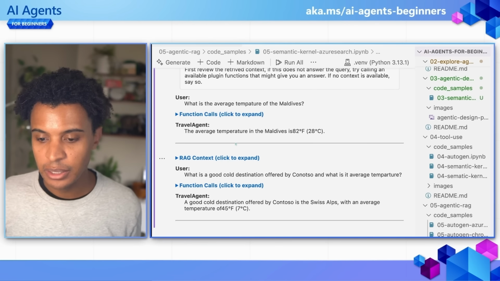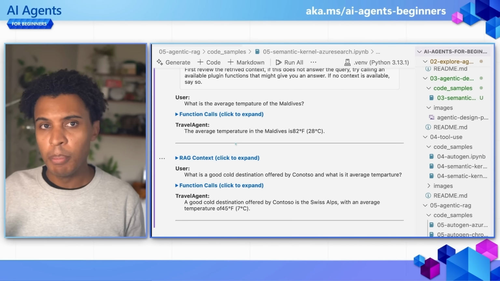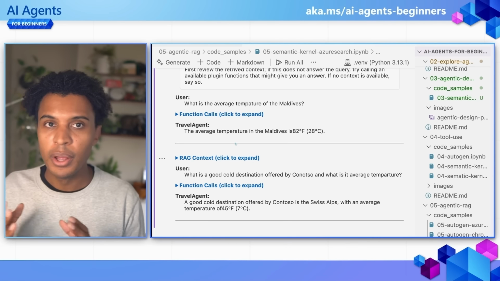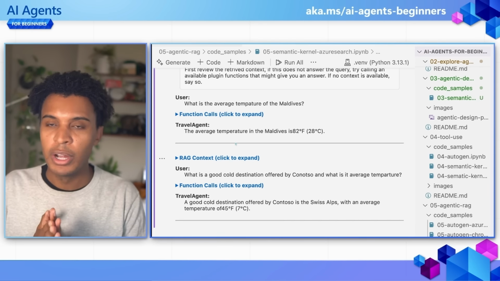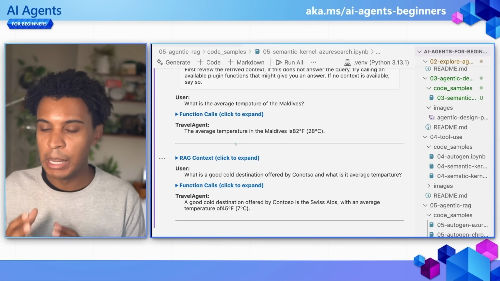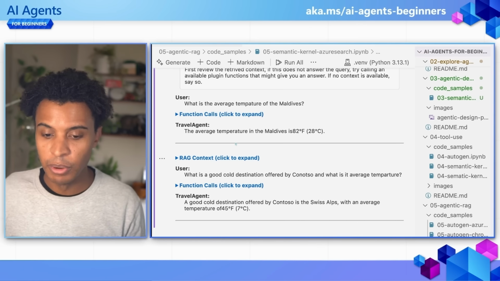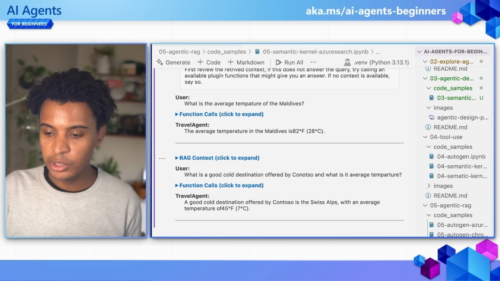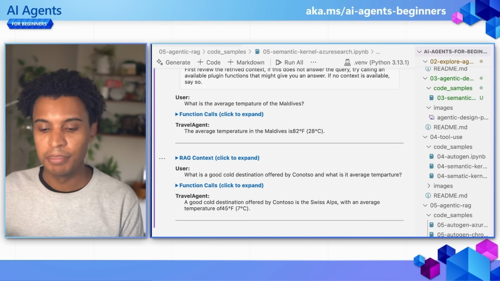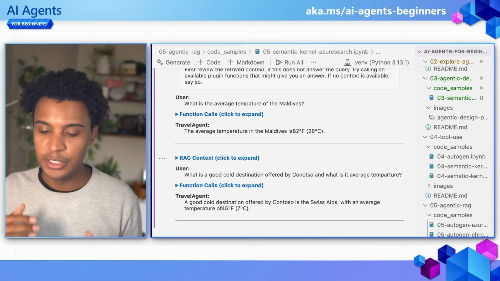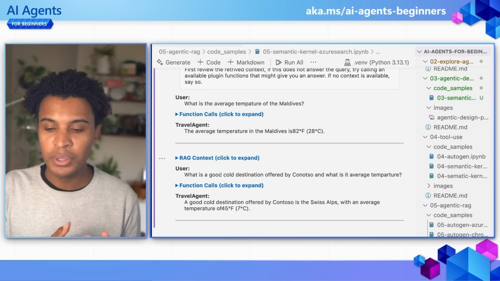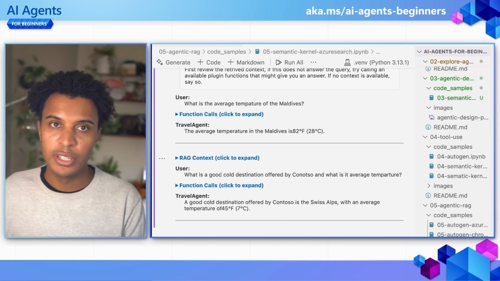And then the last example is when we need to handle both retrieving from a RAG perspective and the function calling. Because like I said, one of the things with agentic RAG is that we can handle more complex types of queries than just basic RAG. So in this case, they're asking for a good cold destination offered by Contoso, and what is the average temperature? So there are 2 steps the agent needs to take, right? First, to see what destinations Contoso offers, and then also the average temperature of that.